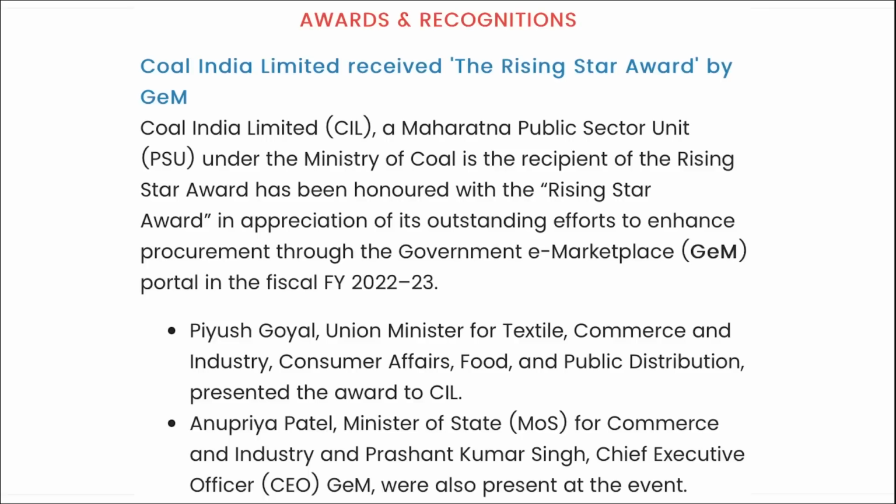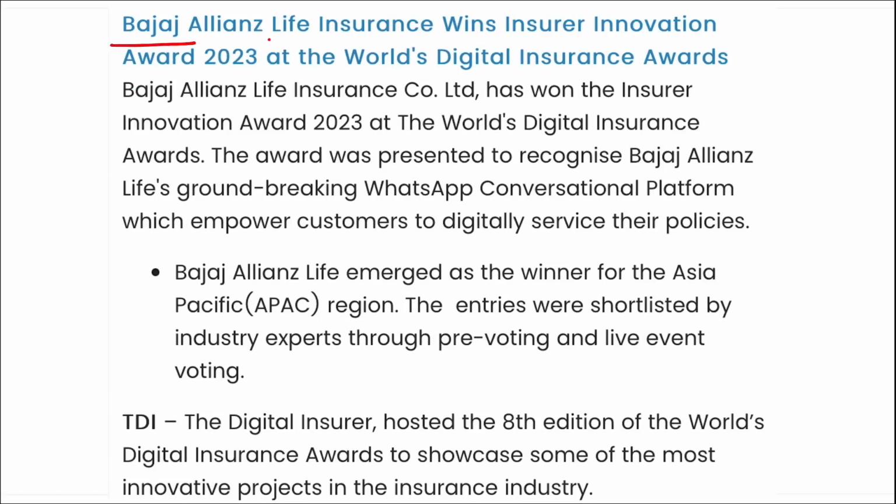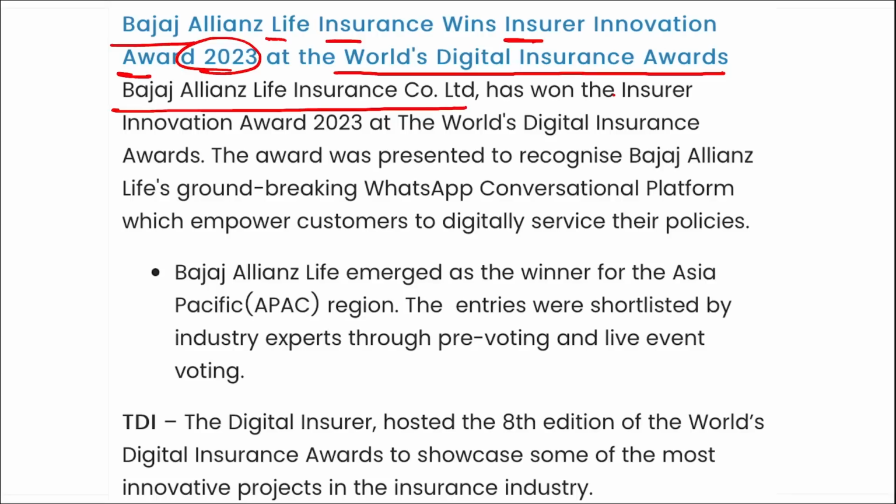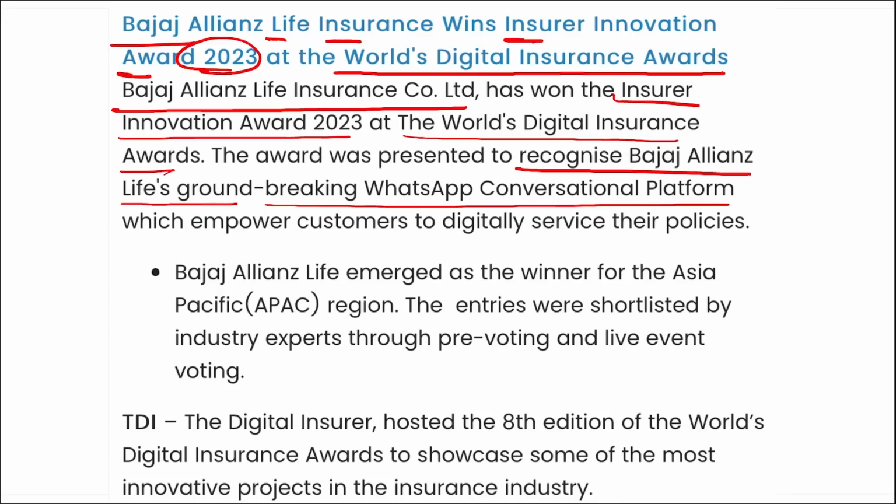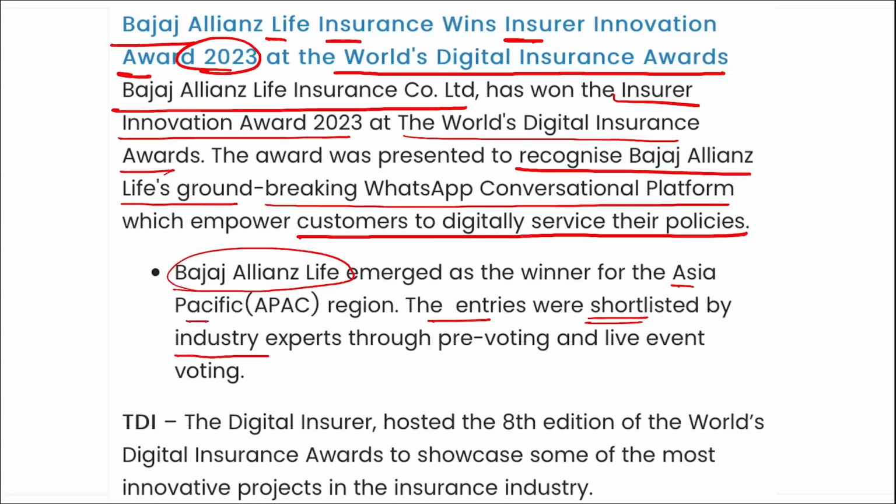Next, Bajaj Allianz Life Insurance has won the Insurer Innovation Award 2023 at the World's Digital Insurance Awards. So remember, it is Bajaj Allianz Life Insurance Co Limited. The award was presented to recognize Bajaj Allianz Life's groundbreaking WhatsApp conversational platform that will empower customers to digitally service their policies. Bajaj Allianz Life has emerged as the winner of the Asia Pacific region. The entries were shortlisted by industry experts through pre-voting and live event voting.